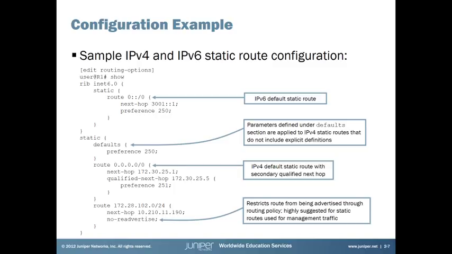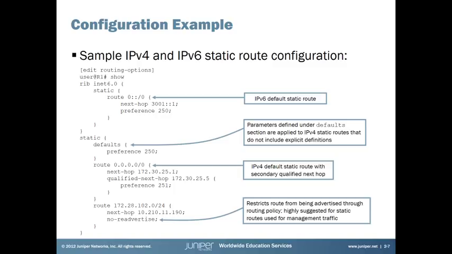Okay, so let's look at this other route here. We've got a route to 172.28.102.0/24. Next hop is 10.210.11.190. We've got the no-readvertise parameter on there. What's that do? You know what that does? No-readvertise.